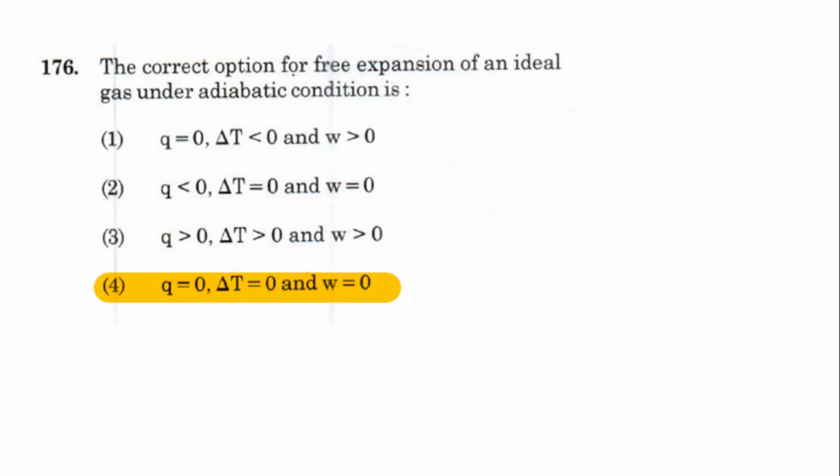Next, the correct option for the free expansion of an ideal gas in adiabatic condition. So in adiabatic condition, Q is 0 and delta T also 0 and work also 0 because there is no exchange. So option 4 is correct.